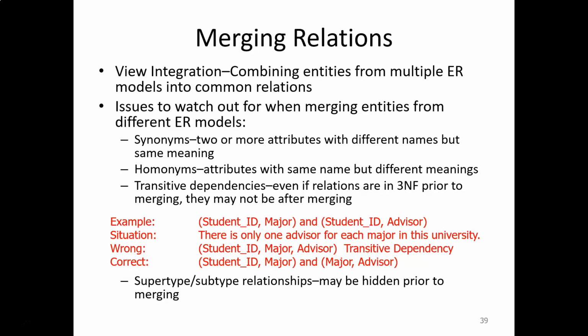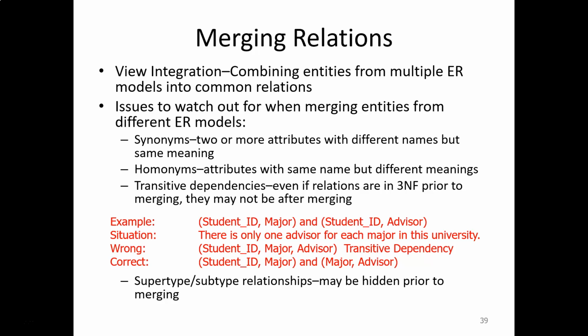Because different database designers may call the same attribute differently, when you put them together, you cannot treat them as 2 different attributes. You need to treat them as the same attribute. For example, one designer may call it student ID, and the other designer calls it student number, but they are essentially the same thing. You want to make sure that you recognize these synonyms and treat them as just one attribute.